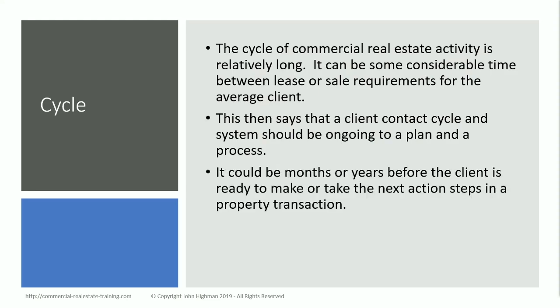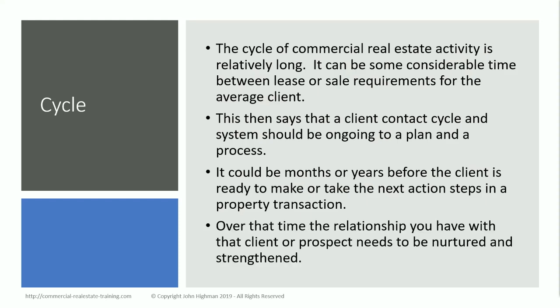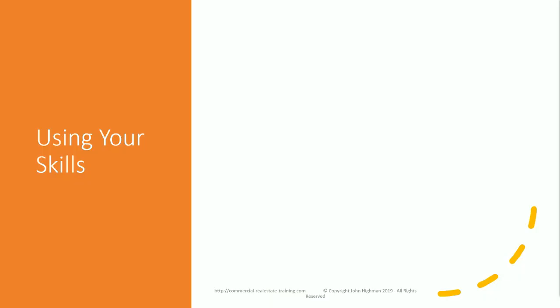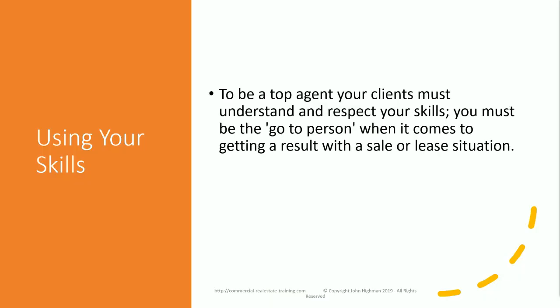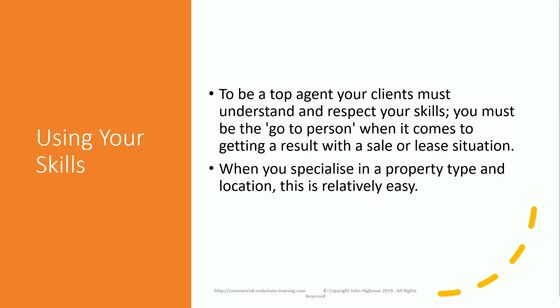And as I said before, it could be months or years before a client is ready to make or take the next action steps in a property transaction. So, over that time, the relationship that you have with that client or prospect needs to be nurtured and strengthened. How do you do that? I go back to the information equation, the information factor that you supply to those people when you talk to them, using your skills. To be a top agent, your clients must understand and respect your skills. You must be the go-to person when it comes to getting a result with a sale or lease situation. The only way you will achieve that branding is through relevant, regular contact. When you specialize in a property type and a location, all of that becomes relatively easy.